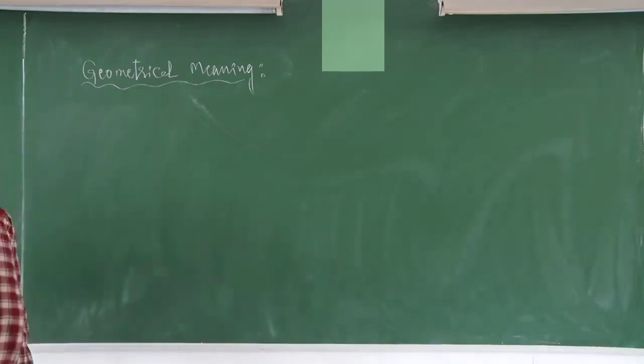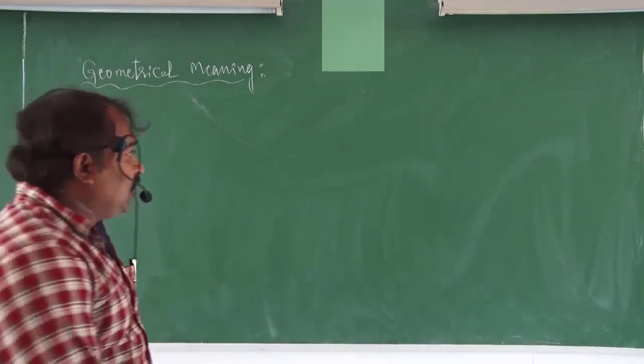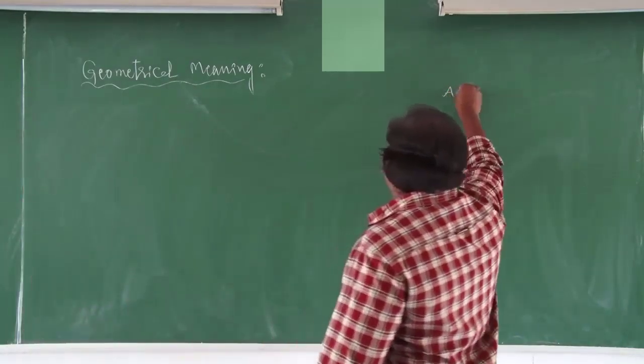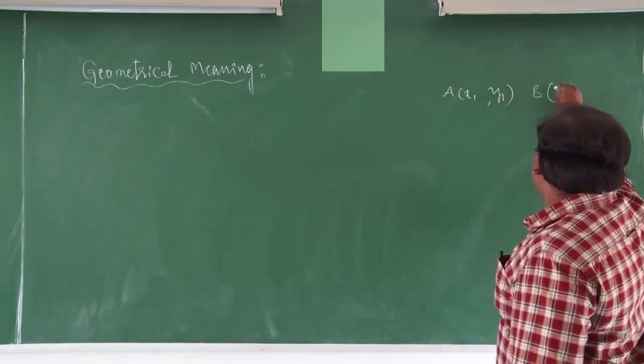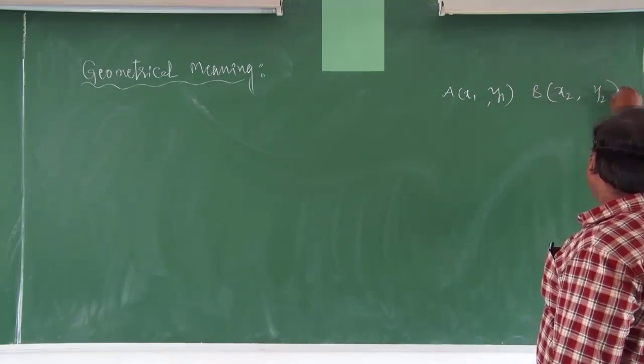While we are discussing the geometrical meaning, one more thing is there. For example, A is the point x1, y1 in two-dimensional geometry, and B is the point x2, y2.